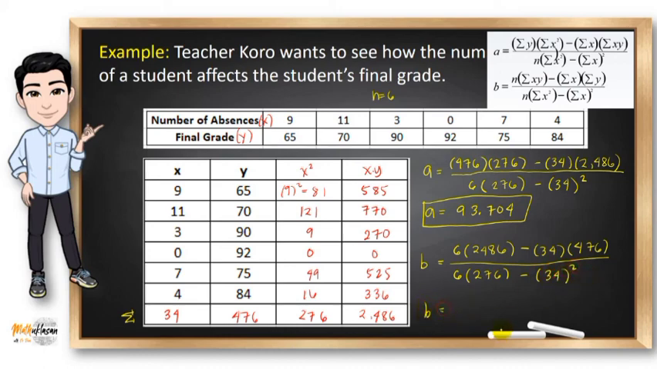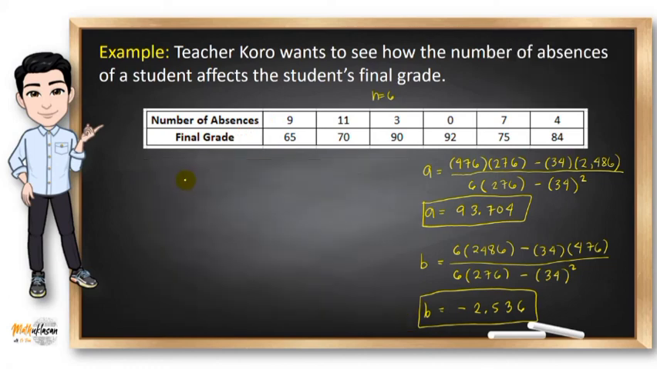By using your calculator, ang value na possible na makita natin ay negative 2.536. Ngayon, possible ba talaga na magkaroon tayo ng negative values for the coefficients? Siyempre, pwedeng-pwede. Kasi dun sa equation natin, di naman yan nililimit yung sign ng mga coefficients. At dahil nga nakuha na natin yung value ng x tsaka y, ano na ngayon yung ating magiging regression equation?